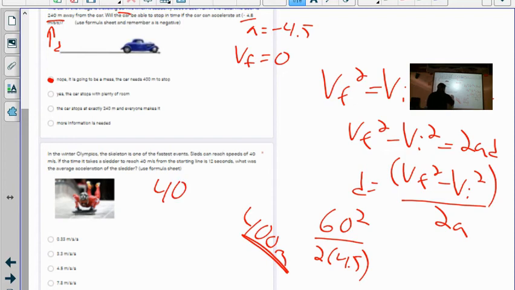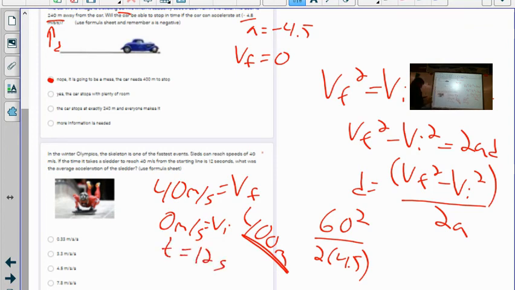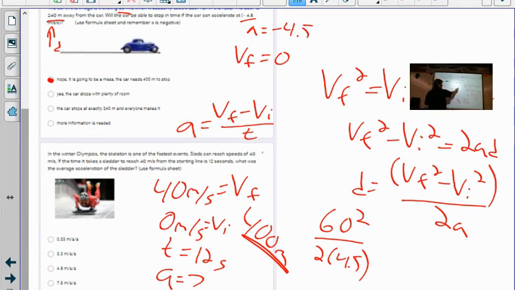So the 40 meters per second would be your VF. From the starting line, 0 would be your VI. The time is 12 seconds, and it's looking for acceleration. So for this one, I am going to say my acceleration is equal to my VF minus my VI divided by my time. 40 minus 0 divided by the time of 12. And if you do that out, you get 3.3 meters per second per second.